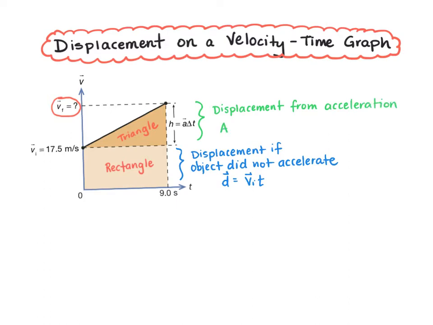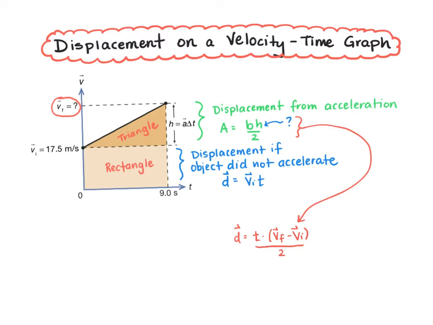And the area of a triangle is the base times the height over 2 typically, but again, we don't necessarily know the height. So we're going to take this formula and we're going to work with it a little bit more. So our formula for the area, so our displacement in this area is going to be the base, which is our time, times our height. In this case, our height is VF minus VI divided by 2.